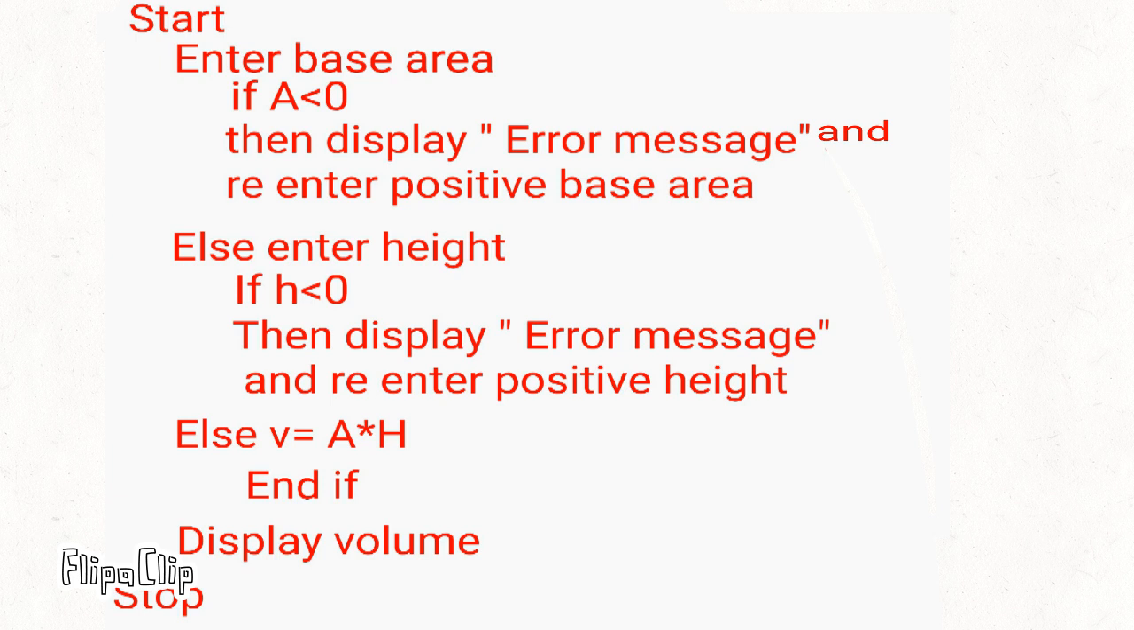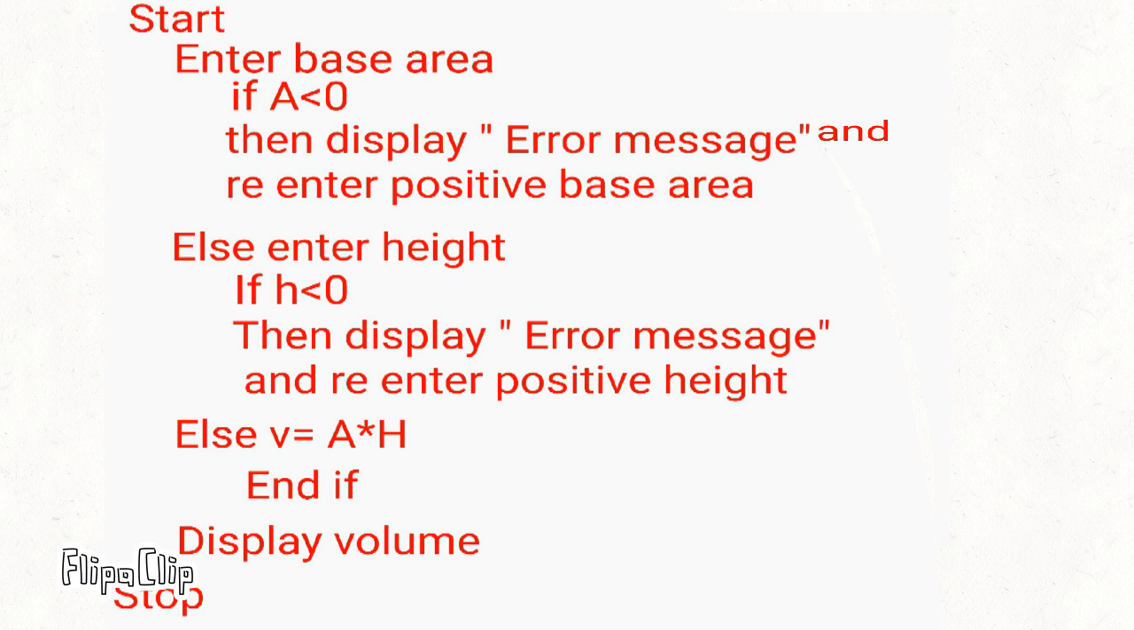If not, meaning else, enter height. Same process repeats for height. If H is less than 0, then display error message and re-enter positive height. If not, or in other words, else, then you come to the formula now, which is the processing of the rectangle, which is V is equals to A times H.